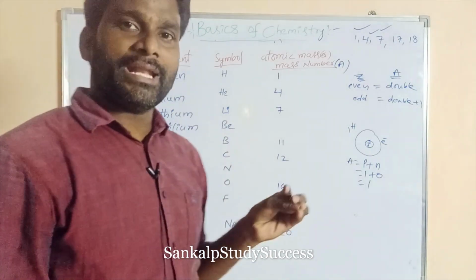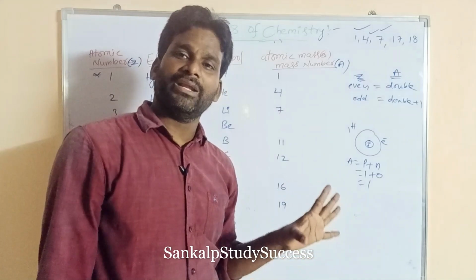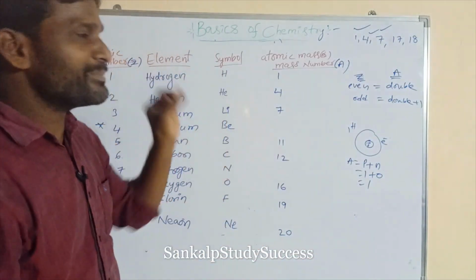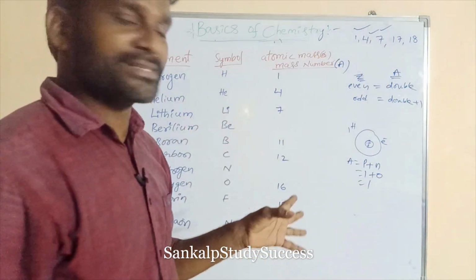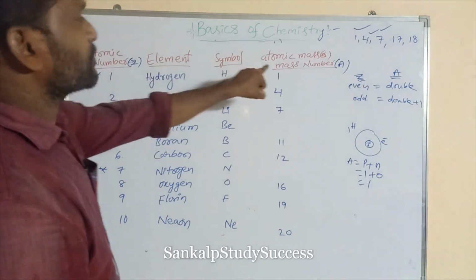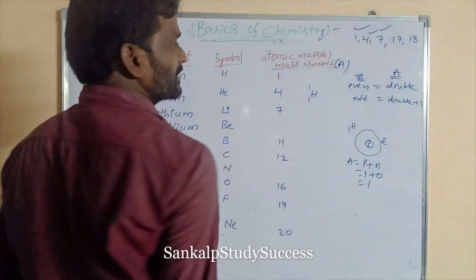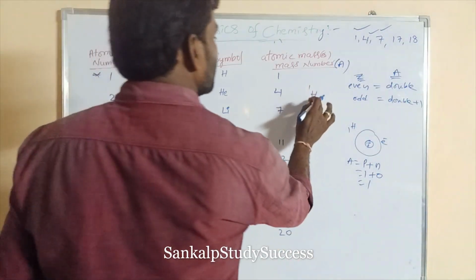In 118 elements, which element has the same atomic number and mass number? Hydrogen. So hydrogen's atomic number is 1 and its mass number is also 1. So that can be written as H 1 1. Right. So this is hydrogen.